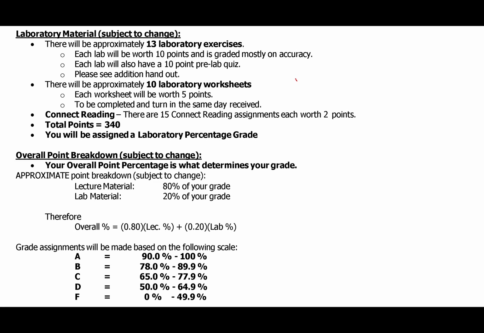So we're going to be going over the calendar for all these different things and looking at that in a little bit. The Connect reading is what you're reading for in the chapters of the textbook, and making sure that you're actually doing the reading and going through the textbook. These are all worth 2 points. There's about 15, give or take, and sometimes it ends up being 16 or 17, depending upon how we break it up. And this will give us a total of about 340 lab points. And at that point in time, you would be given a laboratory percentage also.